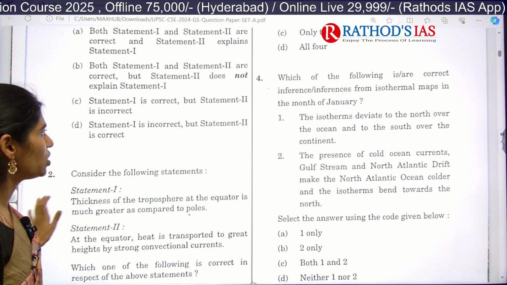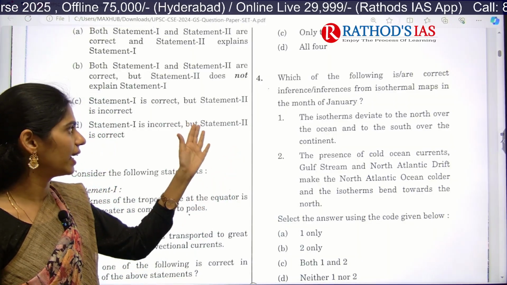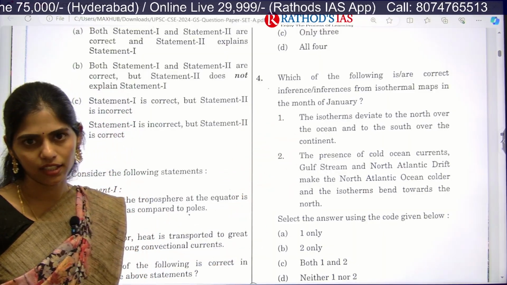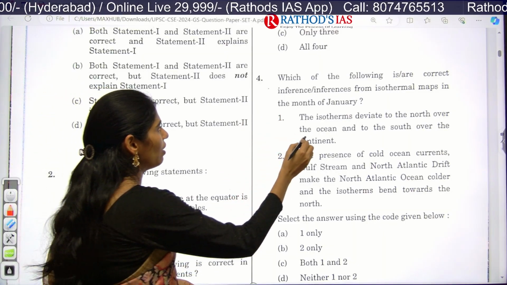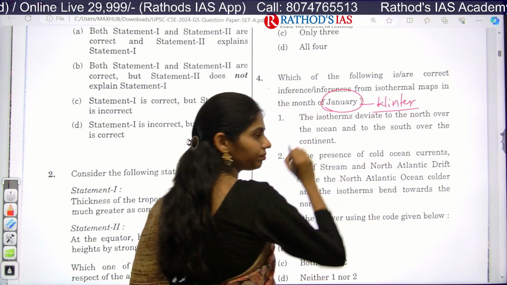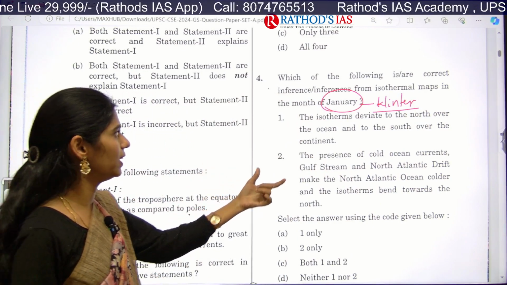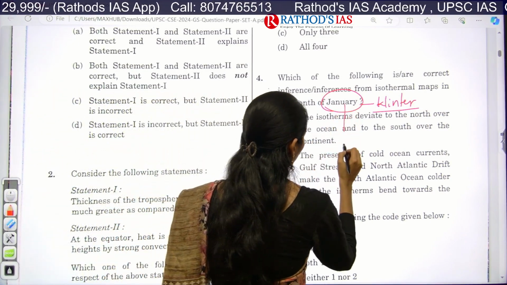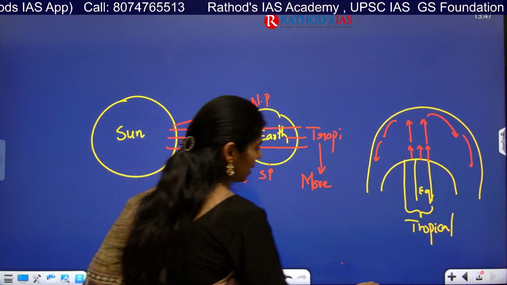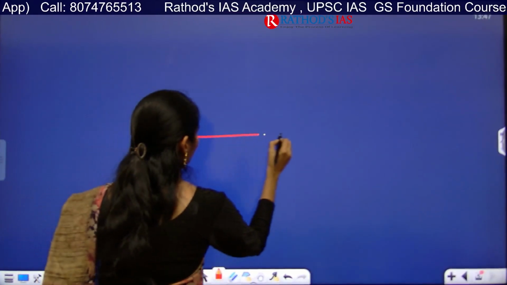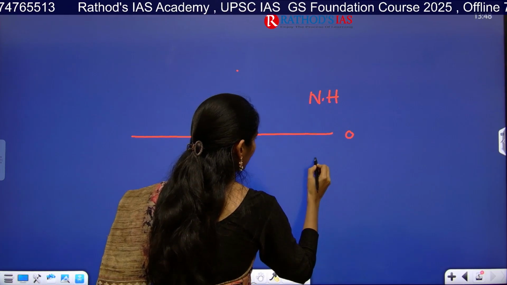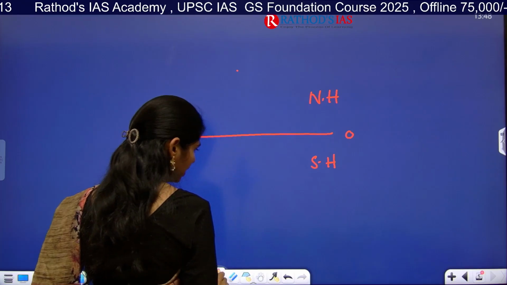The next one is: which of the following is or are the correct inference or inferences from isothermal maps in the month of January? So what happened? Here you have to see this month. This is winter, right? In the northern hemisphere it is winter, and in the southern hemisphere it is summer. Now let us draw the map. Here I am taking this as the equator. Above the equator we have the northern hemisphere, and below the equator we have the southern hemisphere.